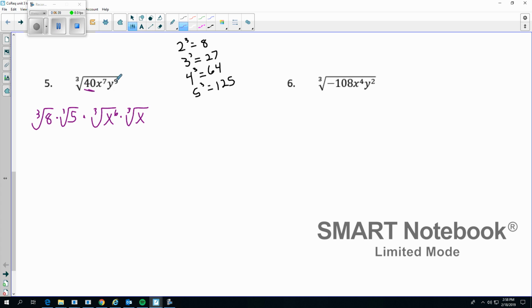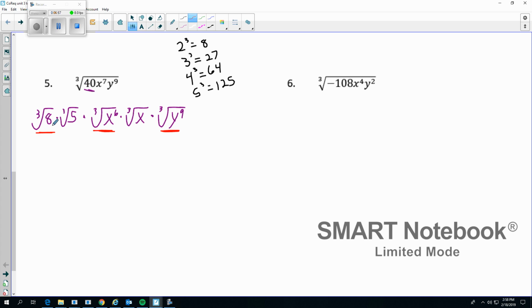The cube root of y to the 9th power, that's already a multiple of 3, so I can go ahead and just leave it like that. So the cube root of y to the power of 9, that shouldn't really give us any problems. Once again, I'm going to go through here and underline the perfect cubes. So those are my perfect cubes that I'm going to evaluate.